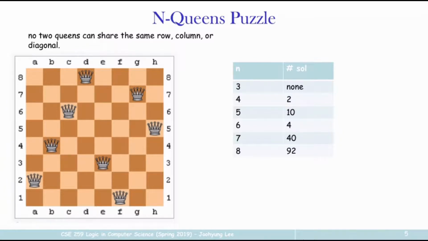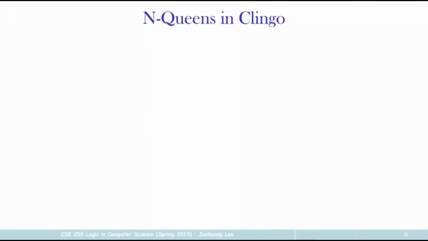This is not possible. But if you go to n equals 4, we actually played it and found that there are 2 solutions possible. When n equals 5, there are 10 solutions. When n equals 6, surprisingly, the number goes down; there are only 4 solutions. When n equals 7, 40 solutions are possible. For n equals 8, 92 solutions are possible. So how do we generate all solutions?